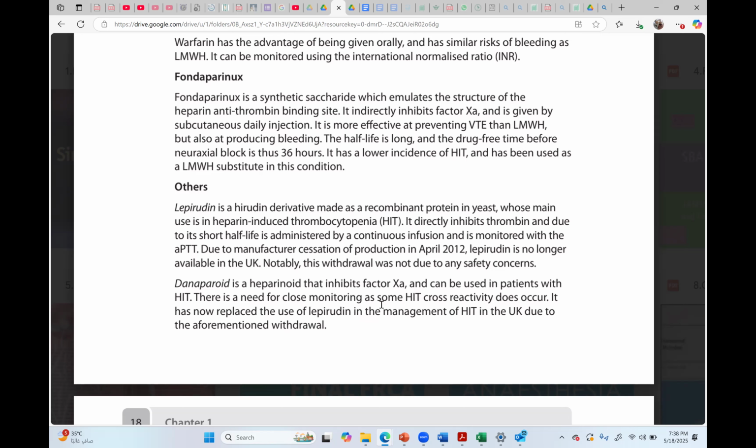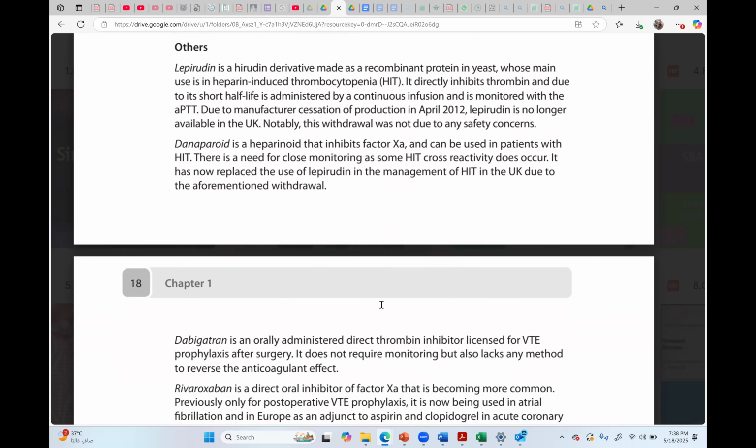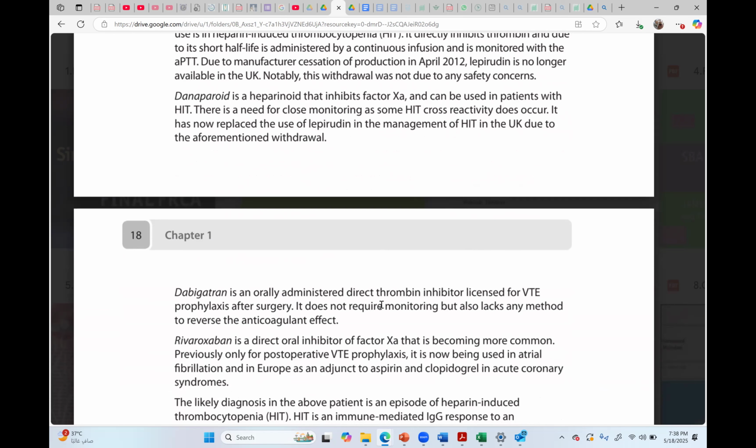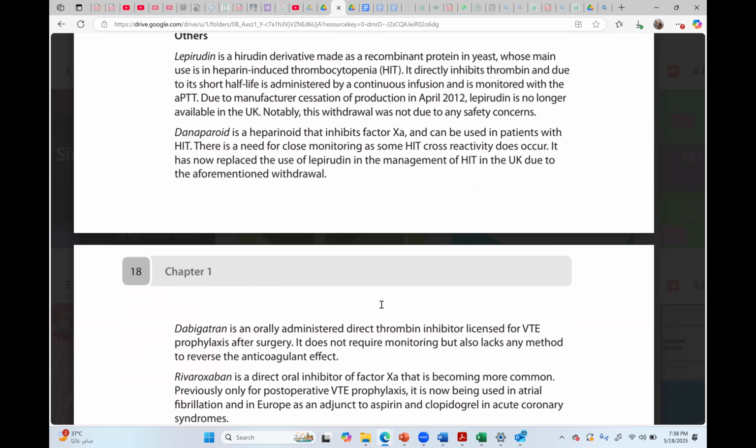What they have written is, due to manufacture cessation of the product in April 2012, lepirudin is no longer available in the UK. Notably, this withdrawal was not due to any safety concerns. So lepirudin is not available, and that's why danaparoid is used. Dabigatran is an orally administered direct thrombin inhibitor. So another direct thrombin inhibitor. Okay.